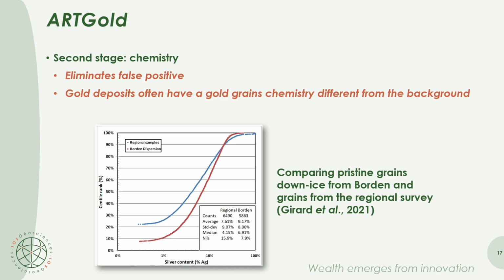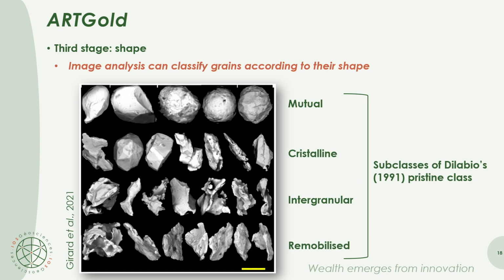The second stage for our gold is using the chemistry. So you eliminate all false positives because you actually measure if it's gold or not. You have the chemistry, and you can identify other elements that are in the alloy. Here is an example from Borden in Ontario. The background gold had a certain silver signature, and gold from the actual deposit had another signature. So you can tell if your gold is from the deposit or not. It's helpful if you have a high count or just a few grains; you can say whether those few grains are linked to mineralization or not.